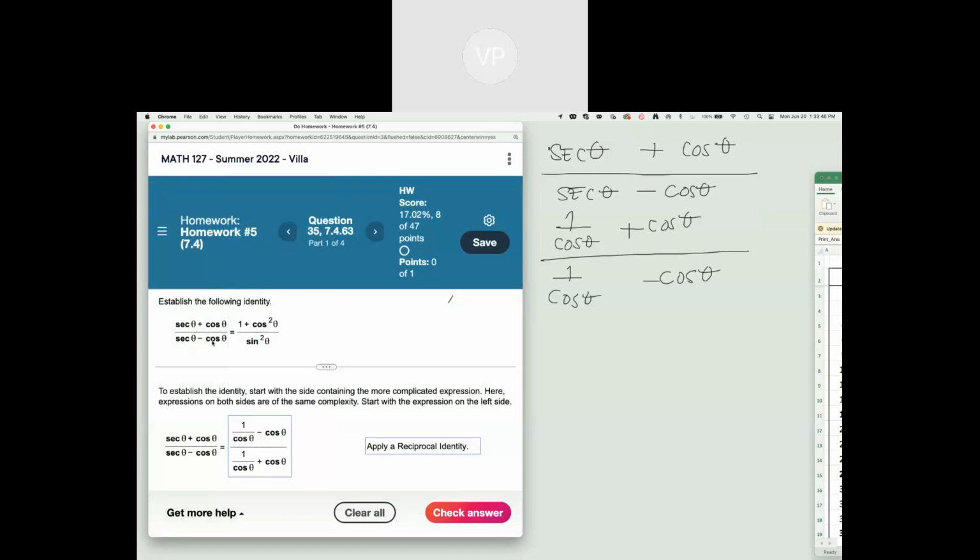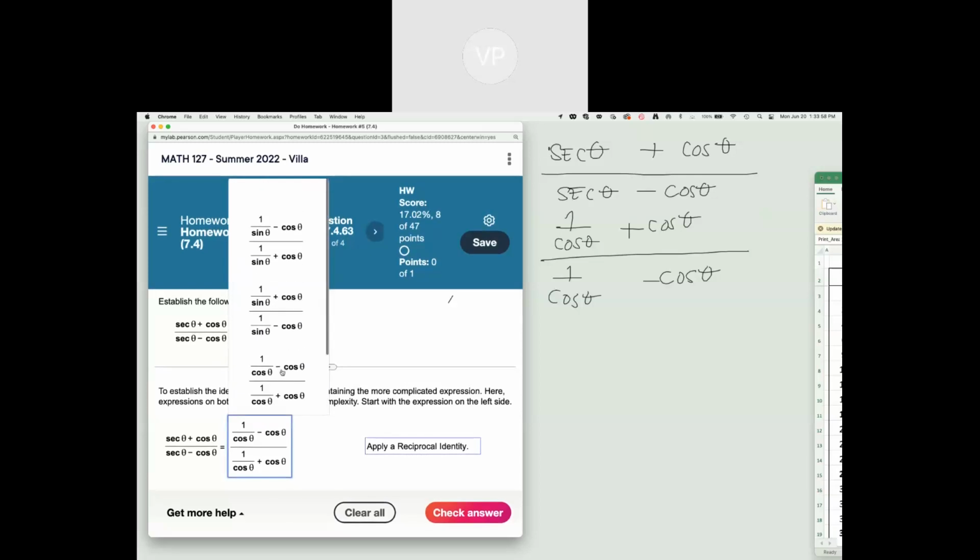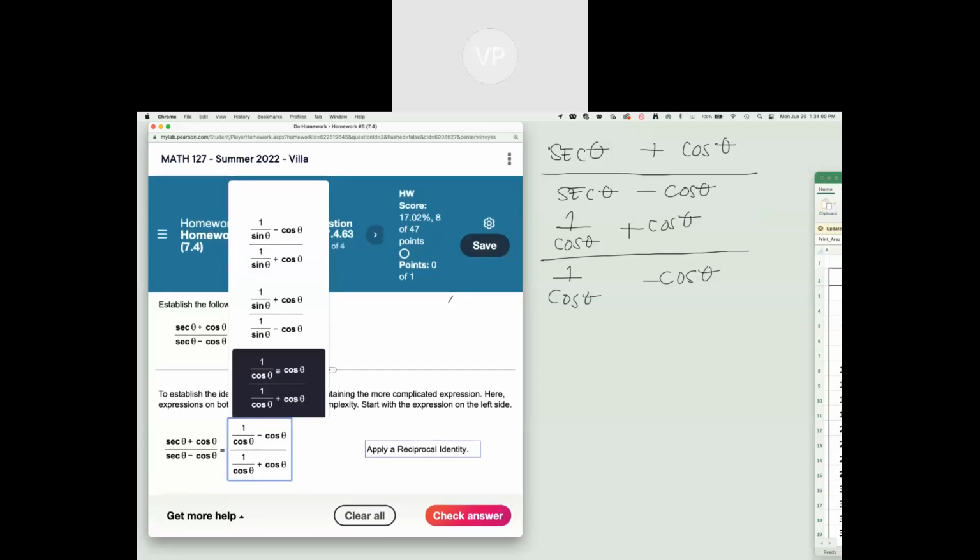Okay, let me make sure I wrote this problem correctly. Yes. That should be 1 over cosine plus cosine. Oh, there's another choice. That's what my problem was. I'm sorry, you guys, I only picked up 3 here. I just jumped the gun. Good lesson: don't just pick something that looks like what I had.